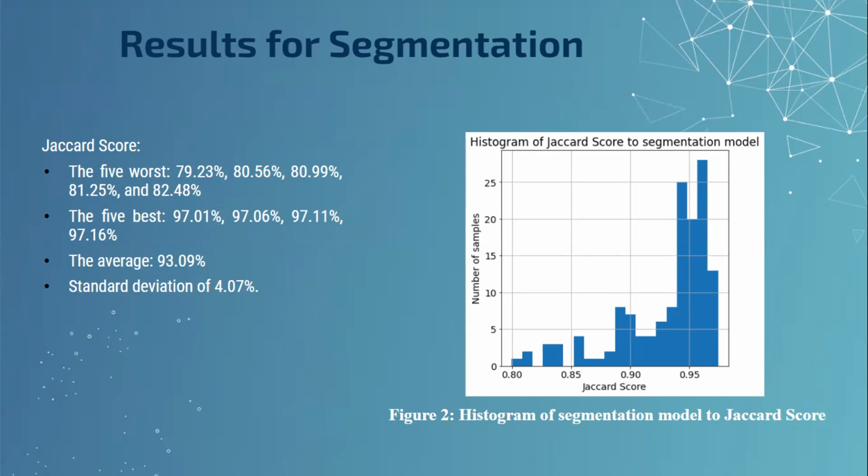79.23, 18.56, 18.99%, 81.25%, and 82.48%. The 5 best results are 97.01%, 97.06%, 97.11%, 97.16%. The average results of the Jaccard score are 93.09% with a standard deviation of 4.07%.